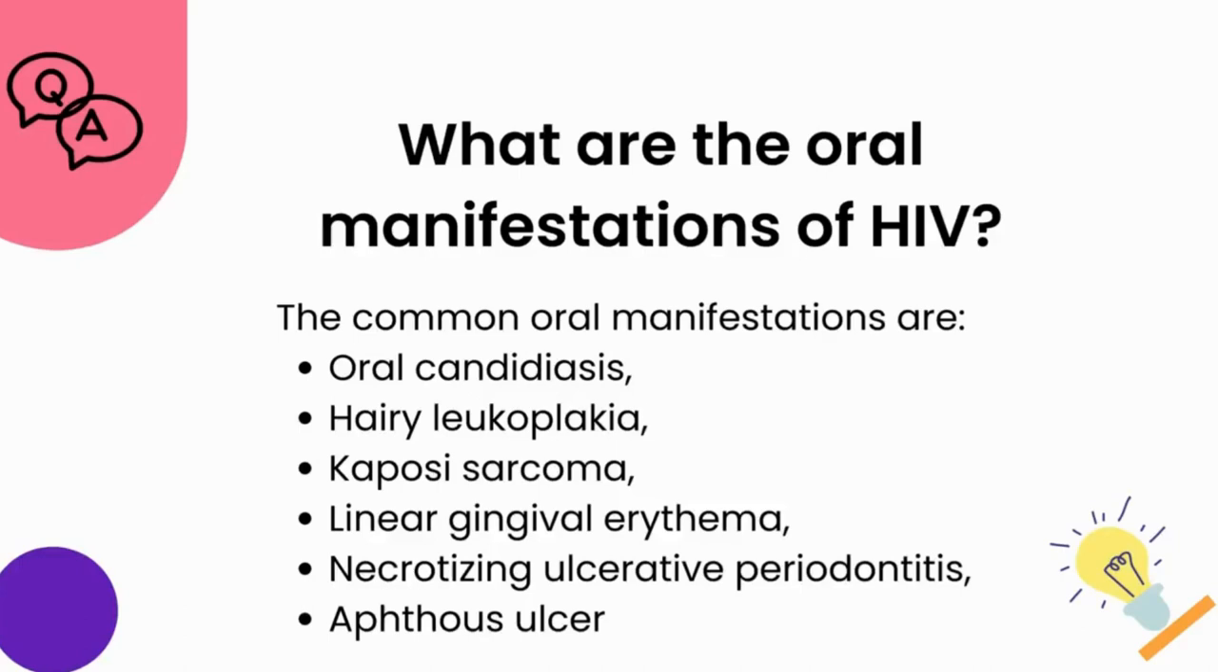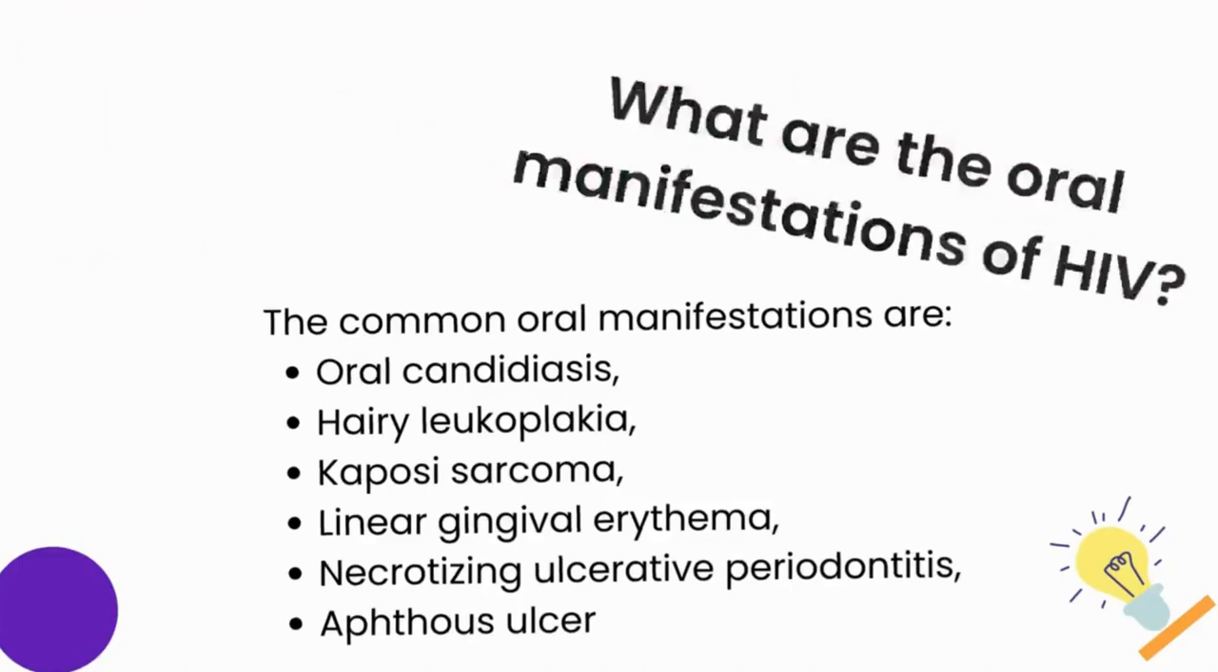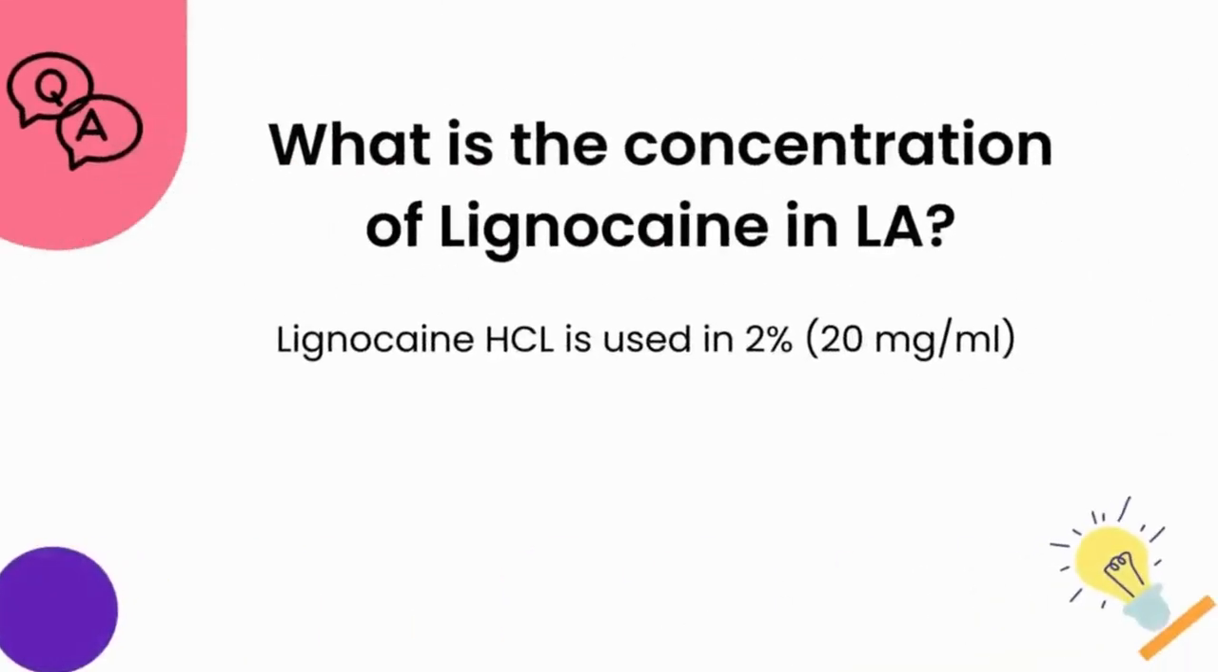The next question is, what is the concentration of lignocaine in LA? Lignocaine hydrochloride is used in 2%, which is 20 mg per milliliter. Based on the concentration of lignocaine in LA, you may get further questions which are related to calculations. So that's the reason why this particular concentration should be there in your mind, because there will be questions for you which are related to calculations based on the concentration of it.